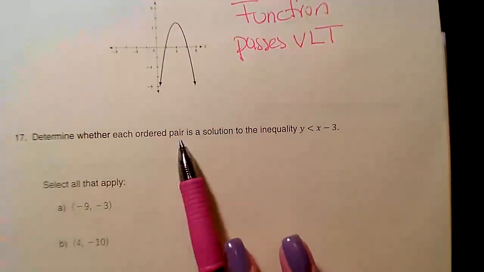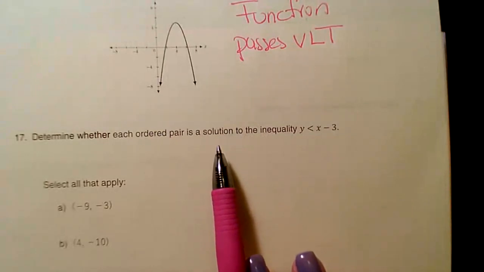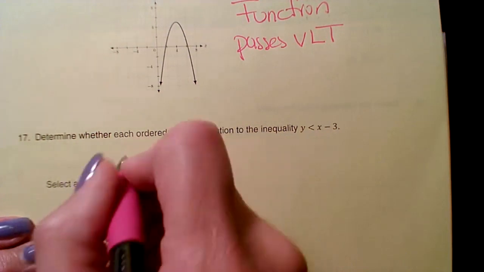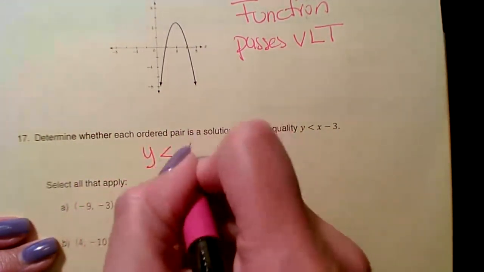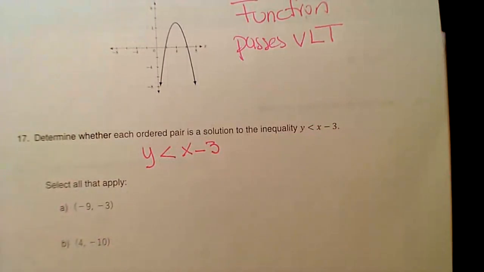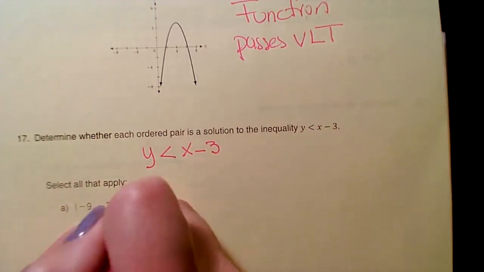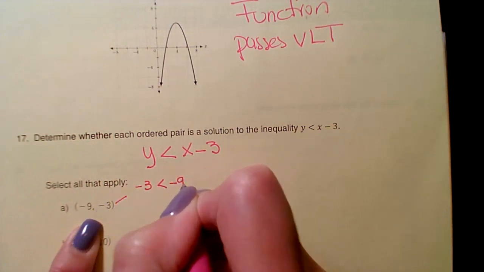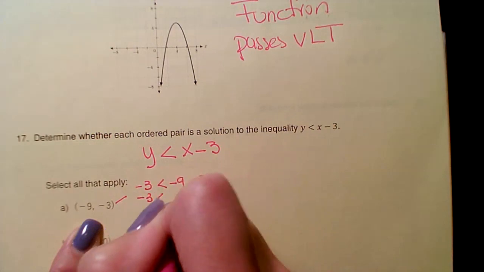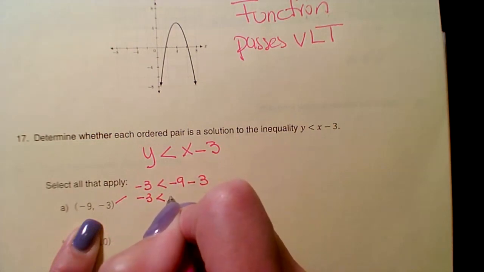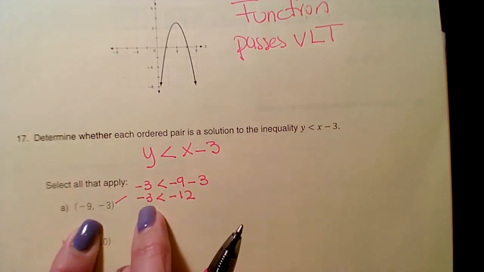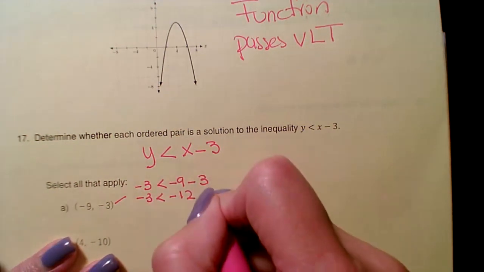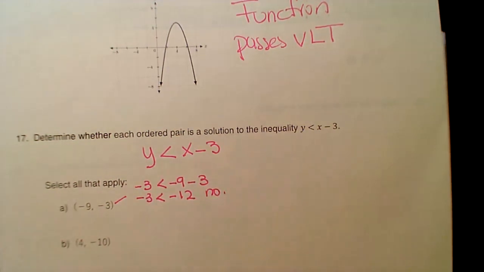Okay. Now, 17 says, determine whether each ordered pair is a solution to the inequality. And we said y. So we will have to substitute each one there. So let's do the first one. The first one will be y is negative 3, x is negative 9, minus 3. So negative 9 minus 3 is what? Negative 12. Is negative 3 less than negative 12? No, right? Okay, so the next one.